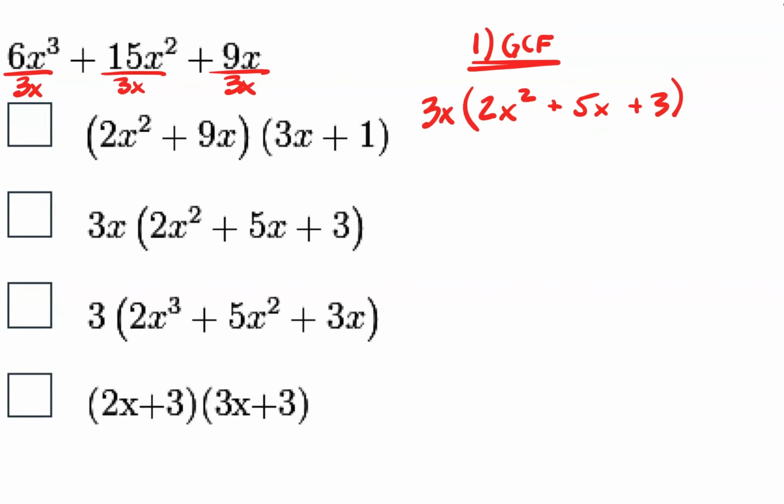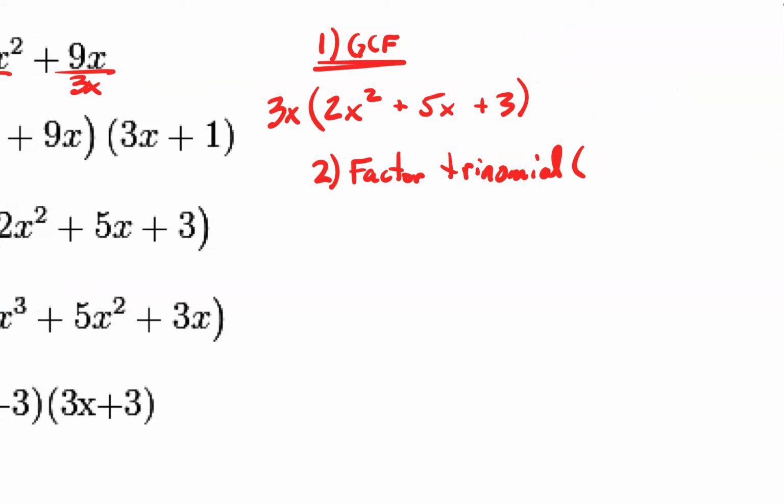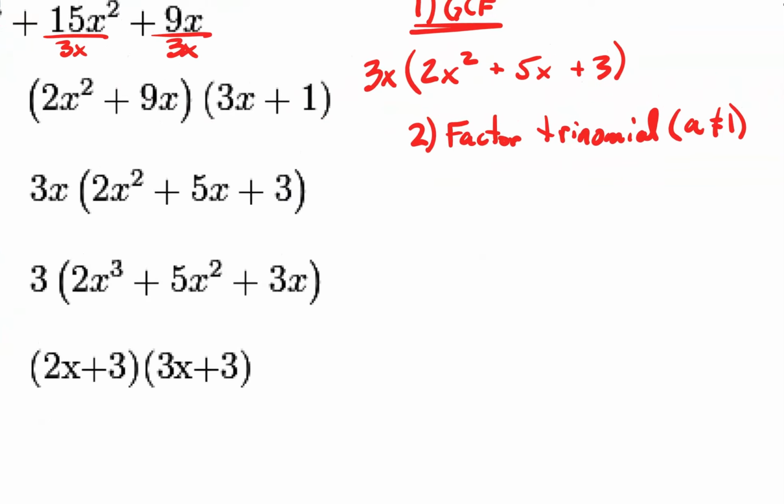I didn't mention it in the last example, but my goal after the GCF would be to factor the trinomial, and we would use the techniques that are necessary. In this case, we know that a is not equal to 1, so we'd have to use the process to factor a trinomial where a is not equal to 1. And if it was possible to do so, we would. But I think we run into the same problem on this example as we did on the last one.